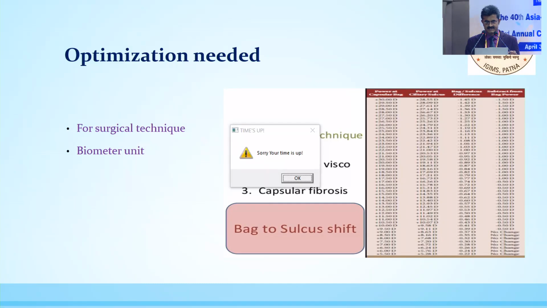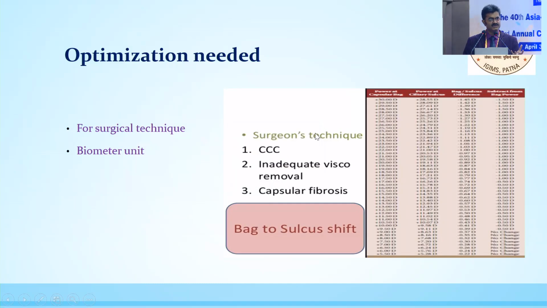Just 30 seconds. The size of the CCC varies. There could be inadequate viscoelastic removal, capsular fibrosis, lens bag shift.